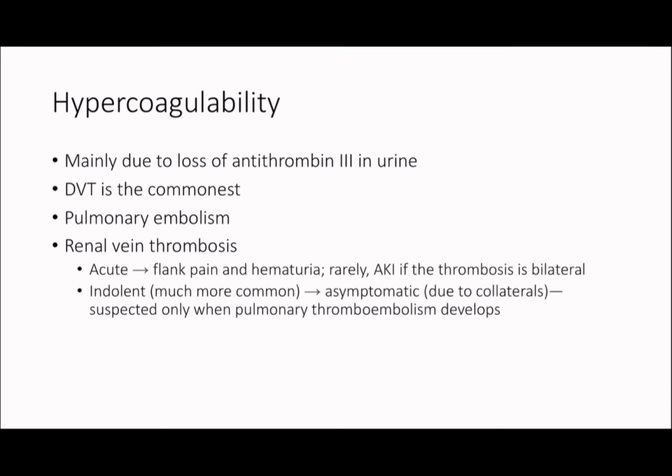Nephrotic patients are at risk of forming thrombi or clots within the blood vessels, and this is mainly due to the loss of antithrombin 3 in urine. Deep venous thrombosis is the most common thrombotic complication, and it may present with lower limb swelling, pain, redness, and hotness, in which case it should be differentiated from cellulitis, because nephrotic patients are also at risk of infections, including cellulitis. A thrombus may get detached and travel in the blood to reach the pulmonary circulation, and this is known as a pulmonary embolus.